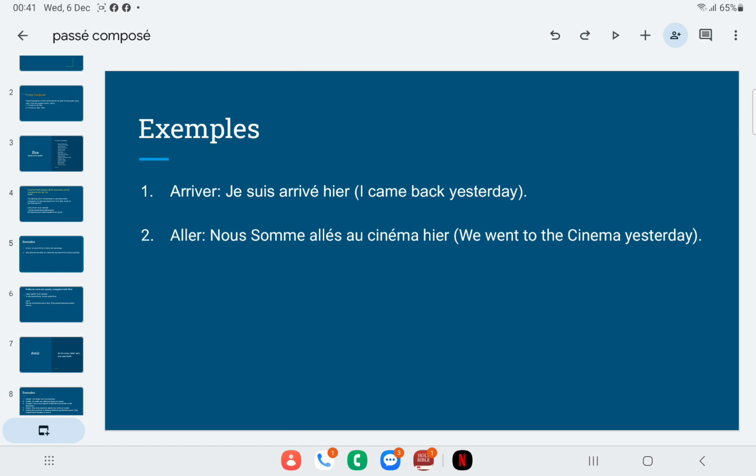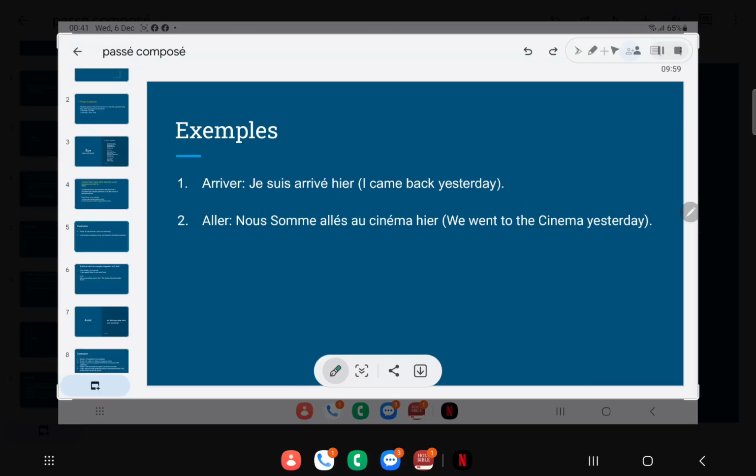Now for the second example, so we have aller, the verb to go. So look at this. Nous sommes allés au cinéma hier. We went to the cinema yesterday. The participe passé form of aller has to agree in gender and in number. So in this case, we have nous, we. So the subject is more than one. Because of this, the participe passé form will reflect this plurality with the addition of S, showing that there is more than one subject in the sentence, and also it will agree in gender.